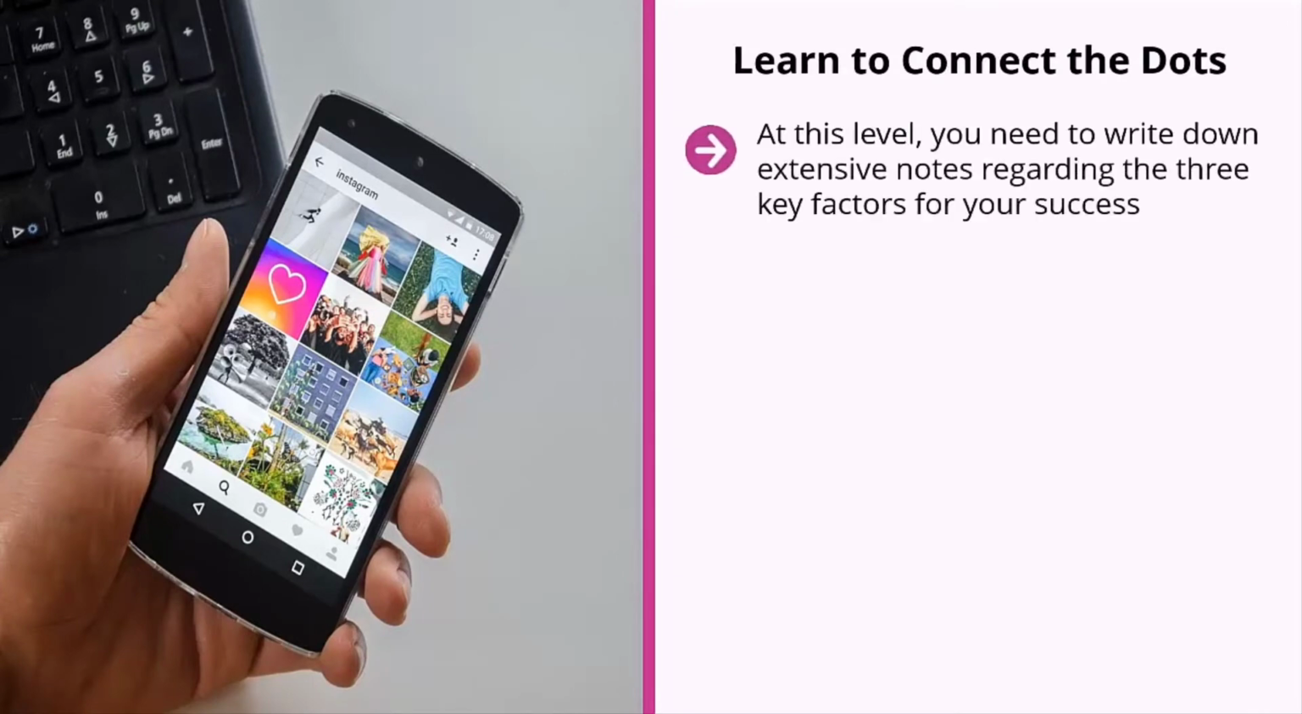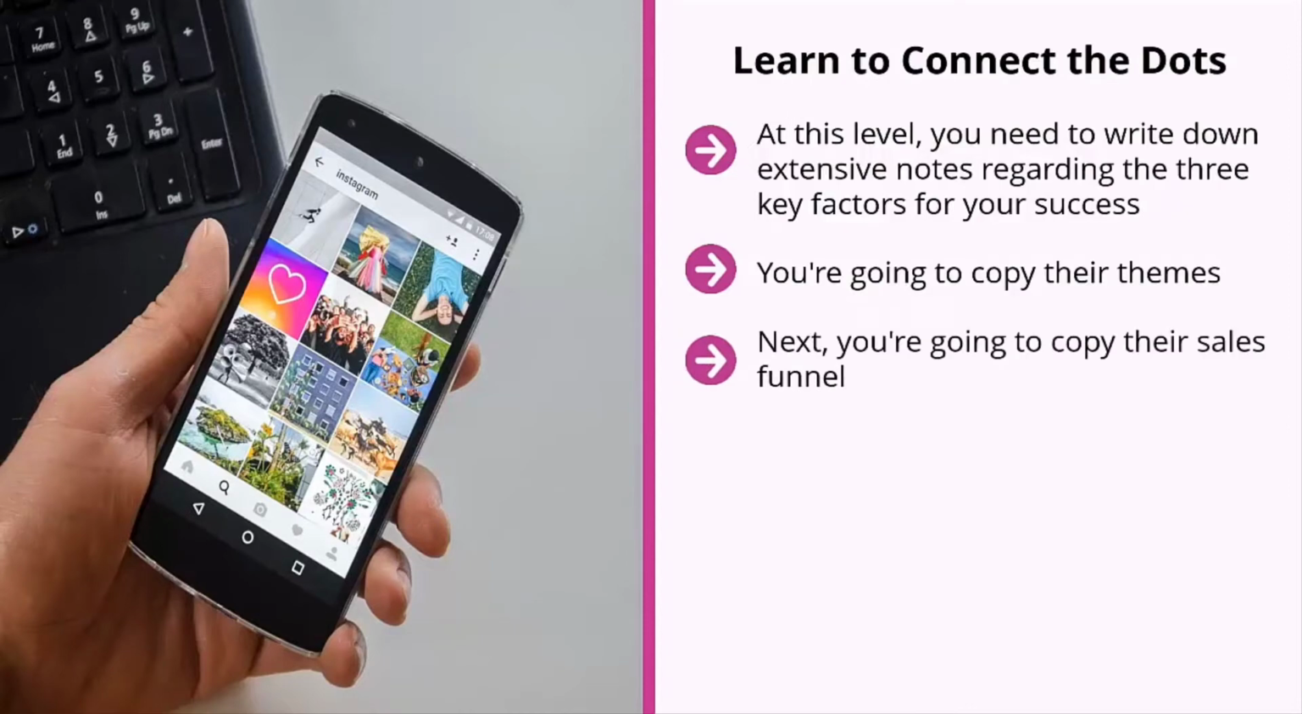At this level, you need to write down extensive notes regarding the 3 key factors for your success. Your goal is to understand your competitors' content so you can beat them at their own game. You're going to copy their themes. These themes are content themes. These are the things that they talk about consistently, which get a lot of love from their followers. Next, you're going to copy their sales funnel. There's a reason why the vast majority of your competitors have adopted pretty much the same sales funnel.